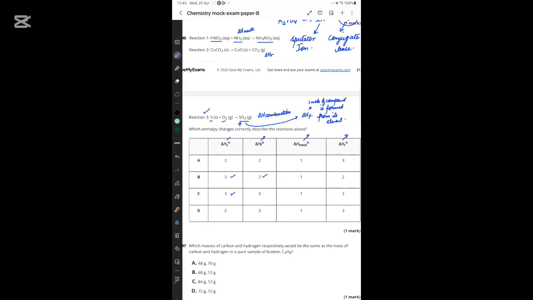And if we see enthalpy of neutralization, that is 1, and enthalpy of reaction could be anyone, so we can choose reaction 2 for that as well specifically. So we can see the option B is going to be the right one.